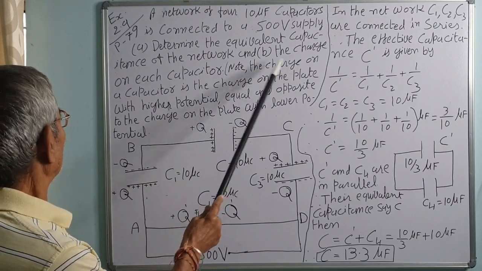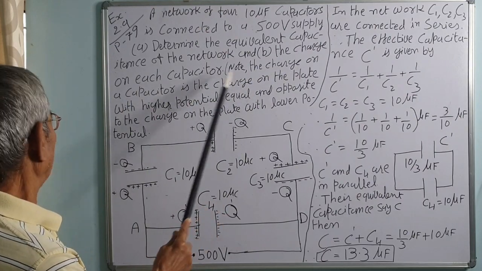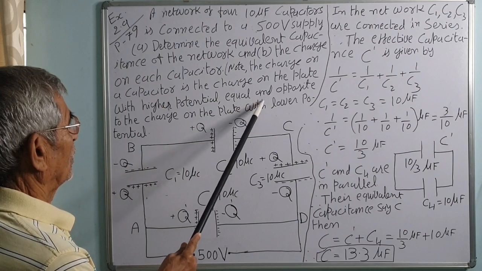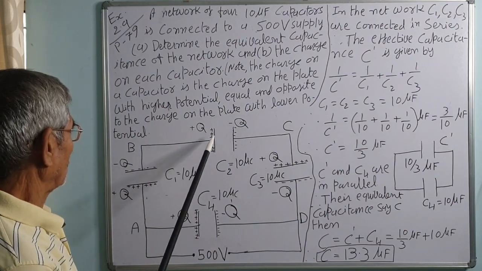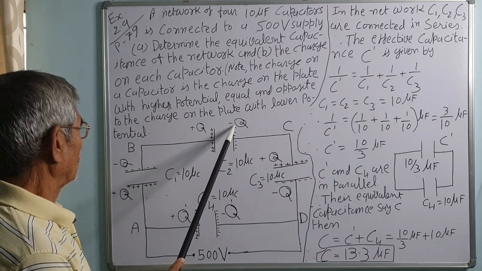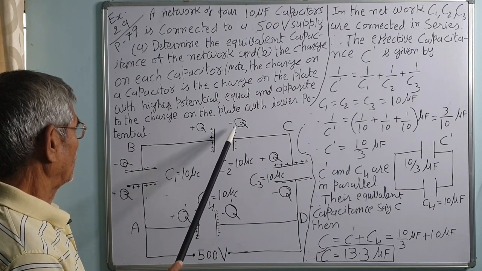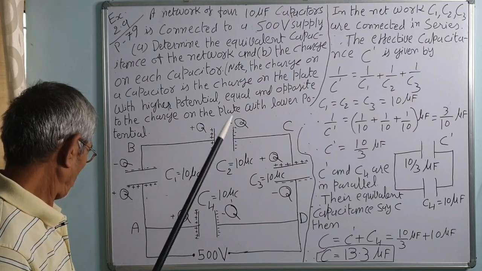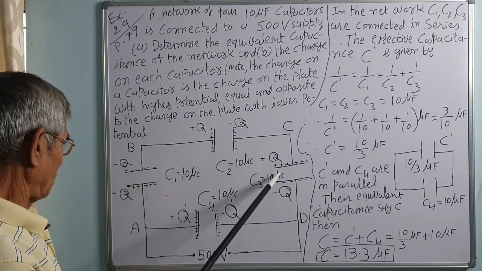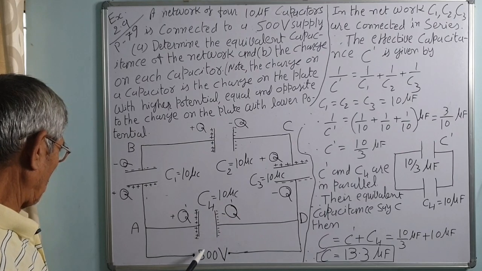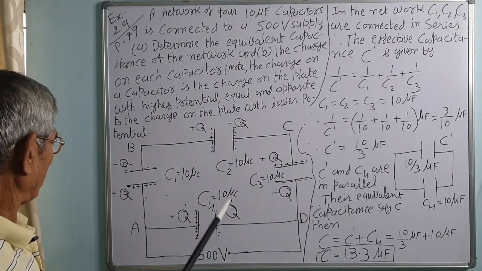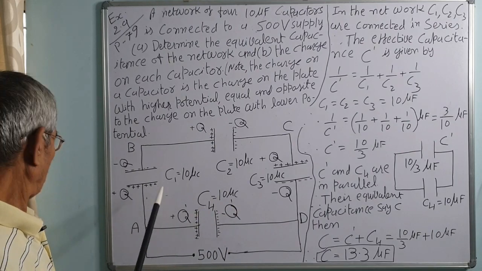Note, the charge on a capacitor is the charge on the plate with higher potential, equal and opposite to the charge on the plate with lower potential. The charge on the higher potential plate is positive, equal to and opposite of the charge on the other plate, that is minus Q. These are the 4 capacitors C1, C2, C3 and C4 connected with the 500 volt battery. We have to calculate the equivalent capacitance.